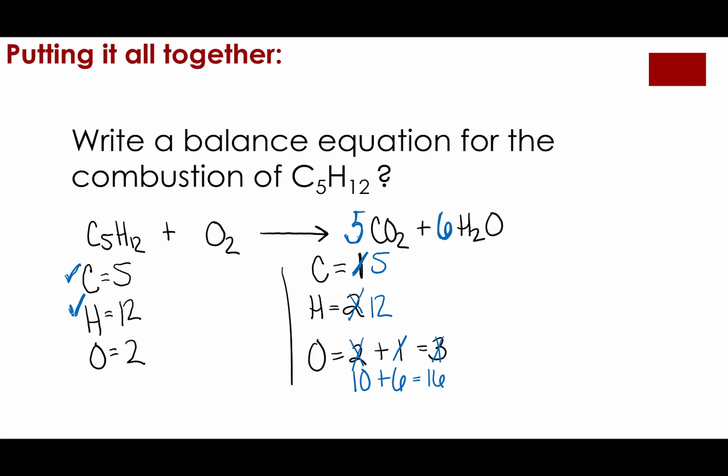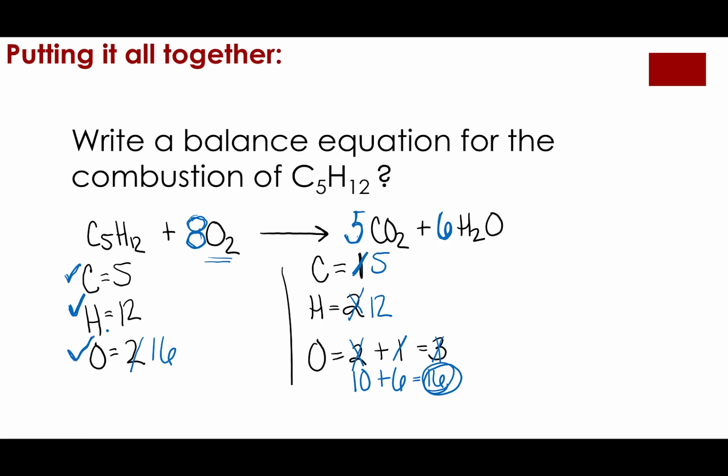So my carbons are balanced, my hydrogens are balanced. Now we need to take care of the oxygens. On the product side, we're producing 16 atoms of oxygen, which means we need to somehow start with 16 atoms of oxygen. That means we probably would have to start with 8 of these oxygen molecules. Coefficient times subscript, and we get 16.